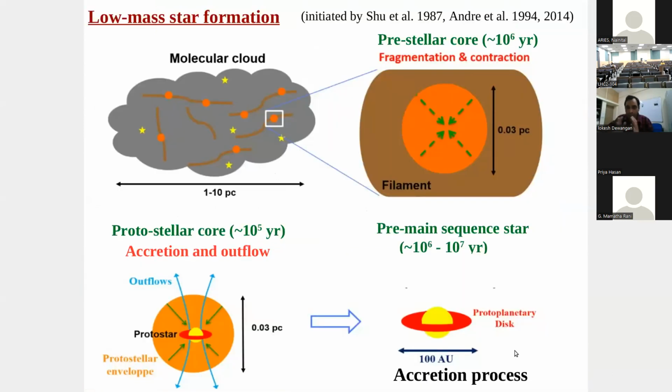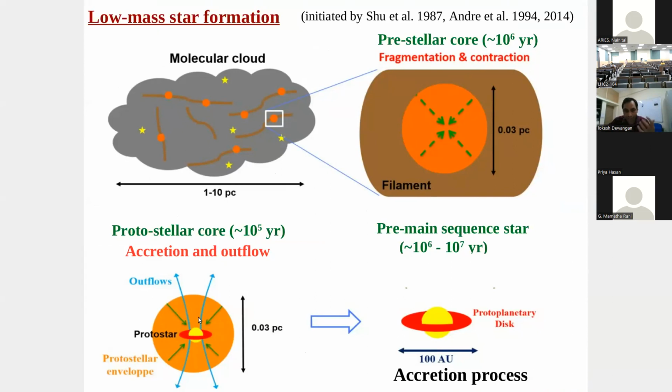So what we know from the low mass stars, as I said, low mass star means you go for 0.8 to 2 solar mass. They are called low mass stars. These sources are the most abundant, and they are formed through the accretion process. What is the accretion process? You have a central protostar which gains mass through the envelope and the disc-like structure.